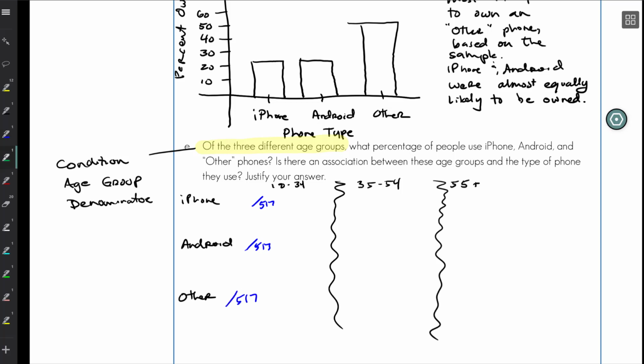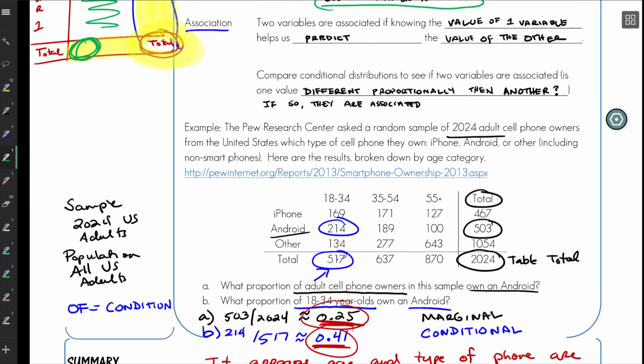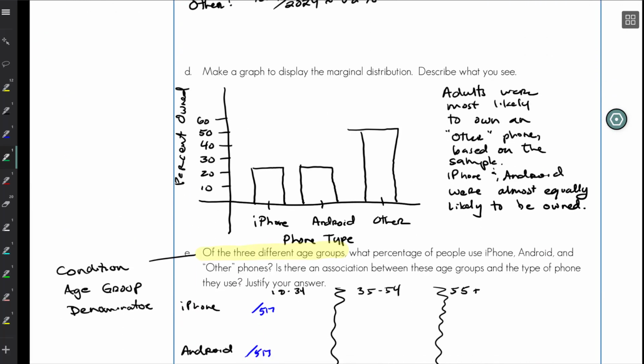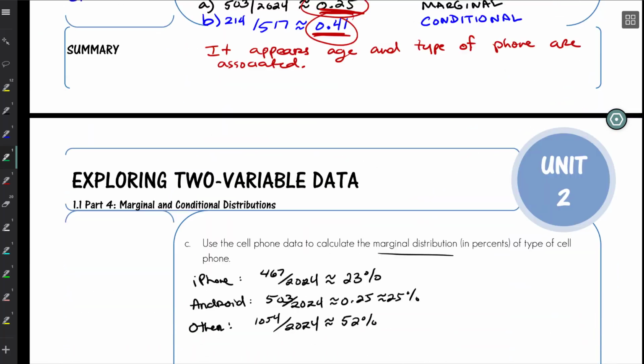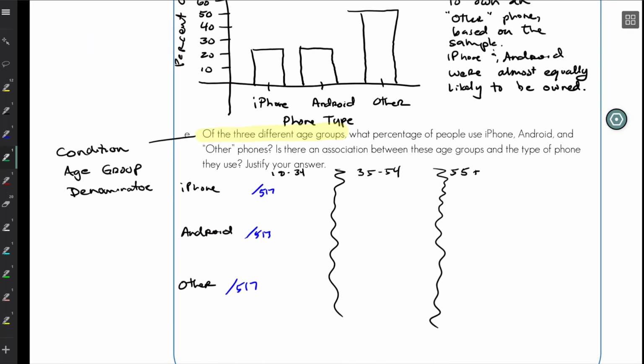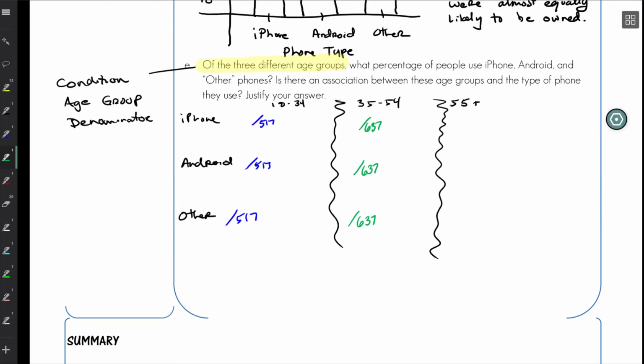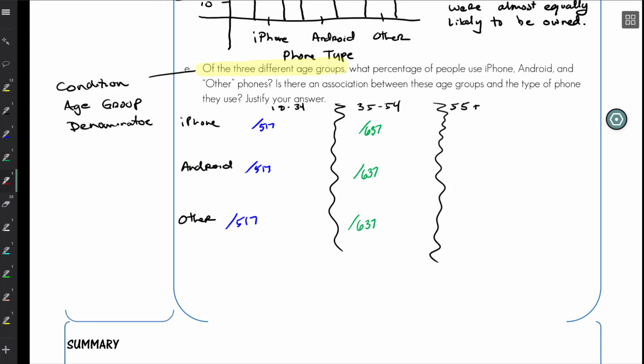Now we're going to do the same thing for the 35 to 54-year-old age groups. There are 637 in the 35 to 54 and 870 in the 55 and up. So out of 637 for each of these, and then 870 for 55 and up. Now what we'll do is we're just going to look inside each cell to figure out which is going to go into the numerator, and we'll go through this kind of quickly.